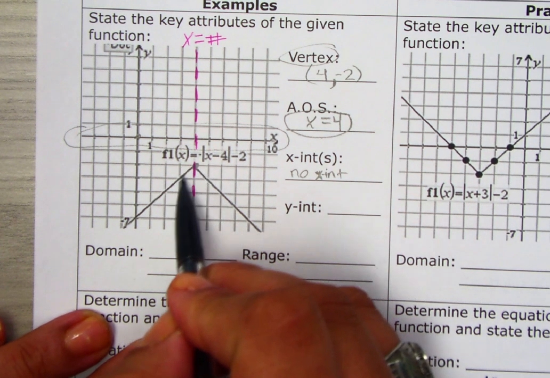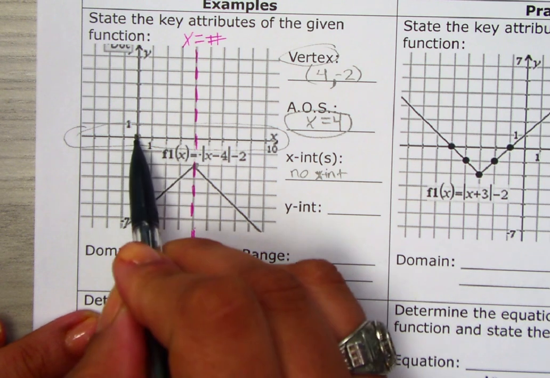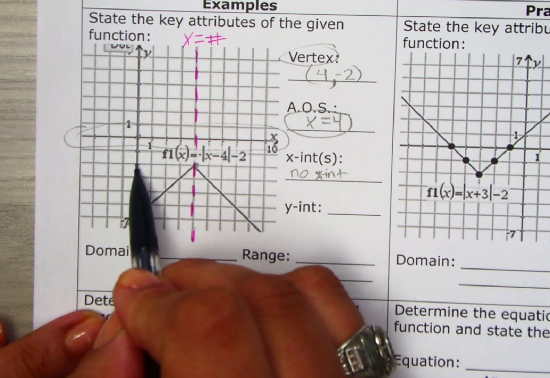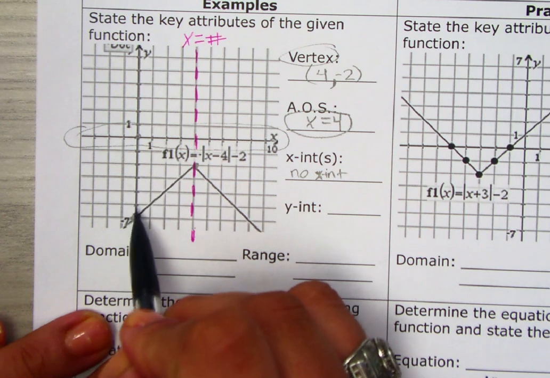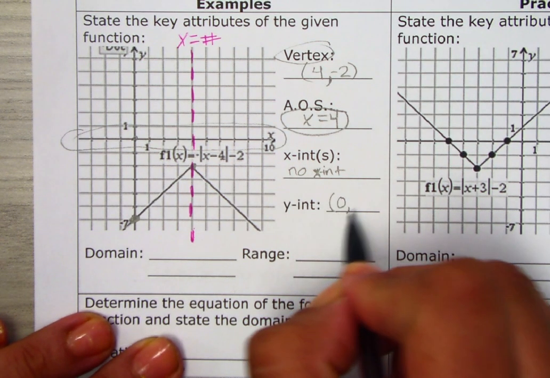Y-intercept, this graph is touching on the y-intercept right here, the y-axis. So we just gotta count 1, negative 1, negative 2, negative 3, negative 4, negative 5, negative 6. So it's also a point, so we gotta graph it at 0, negative 6.